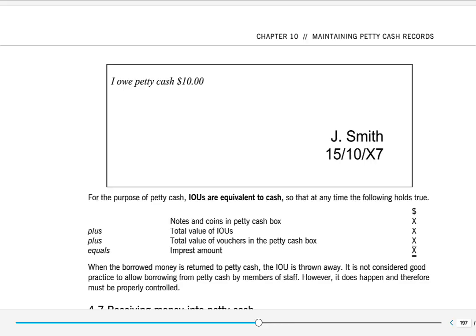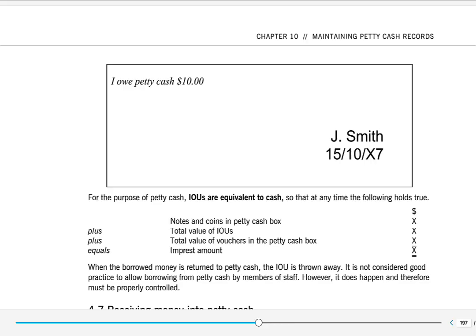Why IOUs are not allowed in petty cash. In proper accounting control, petty cash is not for lending money. Petty cash is for paying small business expenses. So the first problem is purpose. An IOU is not an expense. It is not a business purchase. It is not a business payment. It is just borrowing. So it is not a valid use of petty cash.